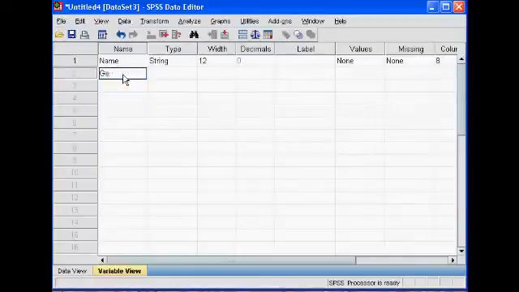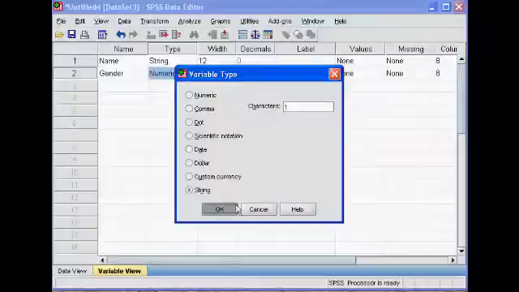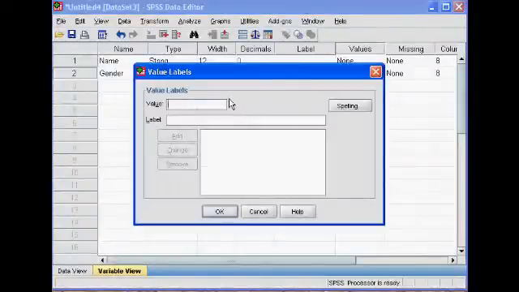Then my next variable is gender. And that too will be a string with 1 character. And over here in the values column, I'm going to specify that M means male and F means female.